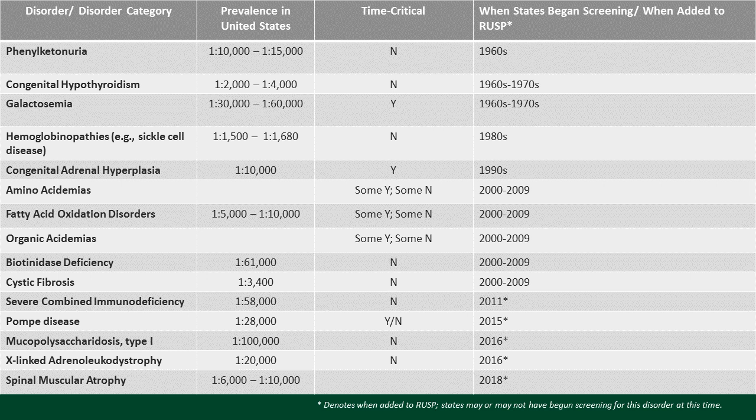And the third takeaway message, looking at the last column, is the timeline for the addition of the various disorders to state screening panels. As you can see, there is a range of dates provided for many of the disorders. So it's really helpful to familiarize yourself with the screening timeline for your particular state.